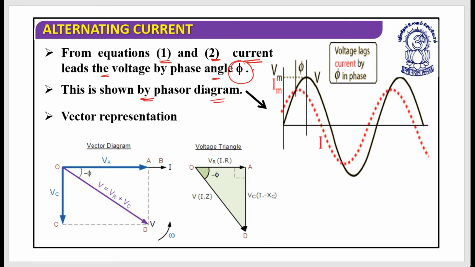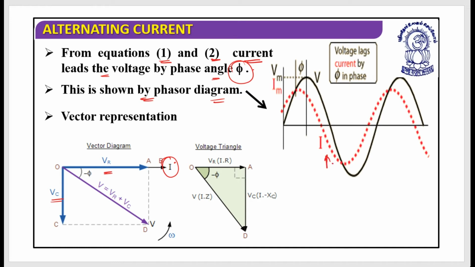This could be shown by the phasor diagram. If I represent VC over here and VR over here, this is the I as well. So this represents that current is leading the voltage. I hope this is clear. Yes, this can also be represented by sinusoidal graphs.